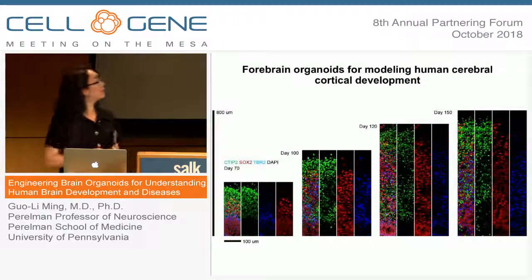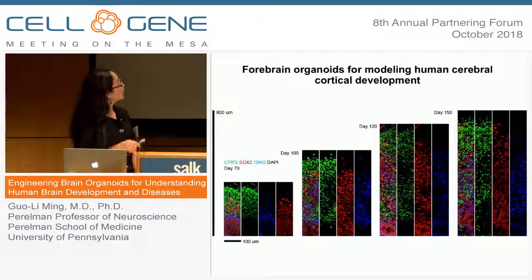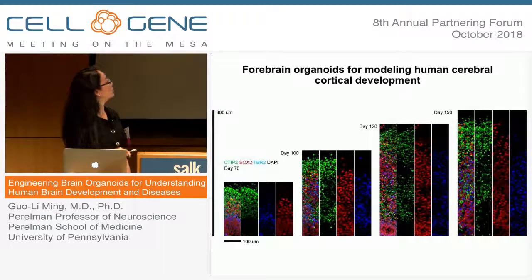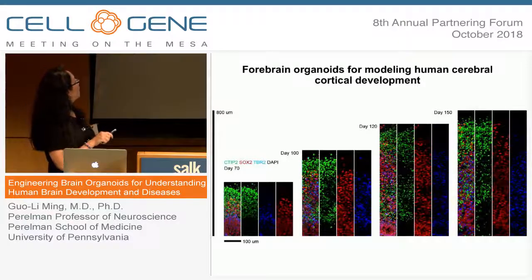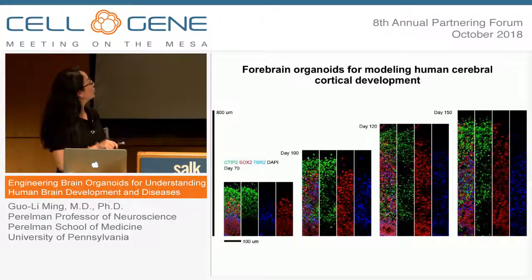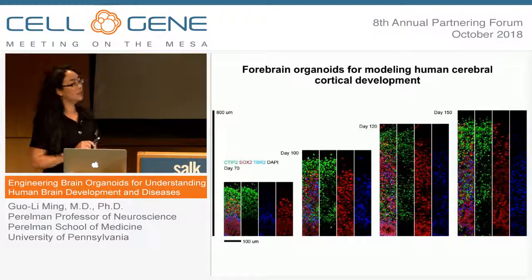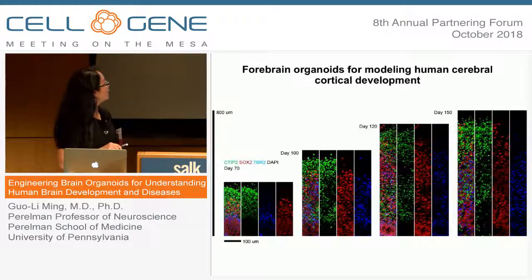So recently we have developed a method to try to overcome this necrosis and improve the survival and health of these organoids. This is what we can get before, up to day 70 and day 100, while we do have this stem cell population showing in red here, and also the cortical neuronal population showing in green here. This is the size limit, about 400 to 500 micron. That's what we can get.